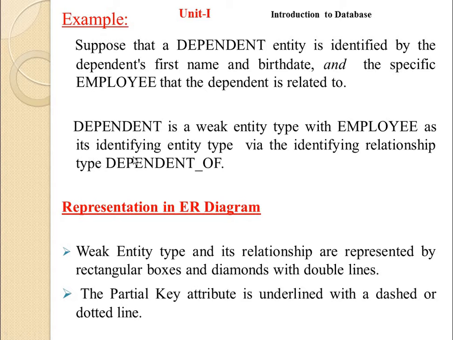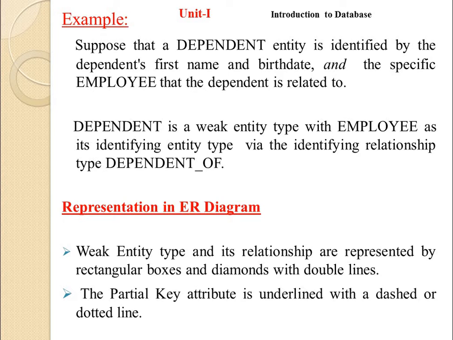Why is it a weak entity? Since dependent is a weak entity with employee as its identifying entity type via the relationship dependent of. So we can say employee is related to the dependent with the relationship type dependent of. Therefore, the dependent will act as a weak entity. Why is it a weak entity? Since it will not have any key attribute. So this is the complete specification regarding the concept.